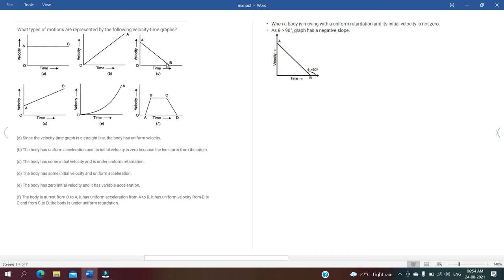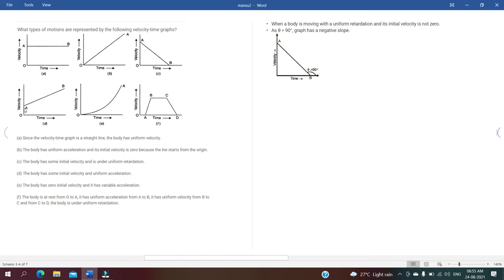Here the object is having a negative slope, so we can say it is moving with uniform retardation, and it is having some non-zero initial velocity and 0 final velocity. So here we can see that this angle is greater than 90 degrees, it's a downward sloping line. It is having a negative slope, so its acceleration will be negative, which signifies that the acceleration is in the opposite direction to that of velocity.